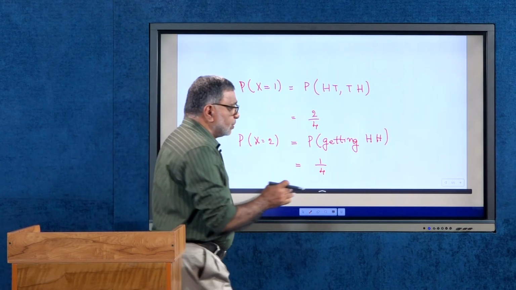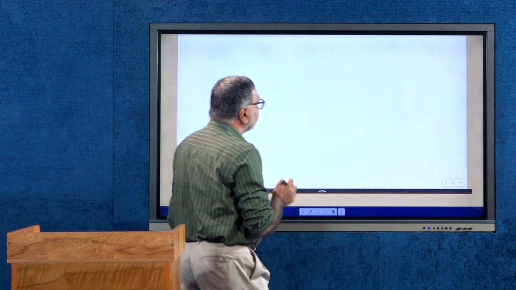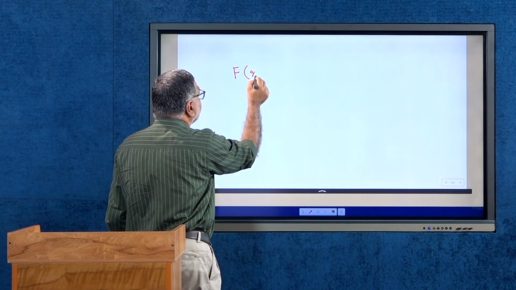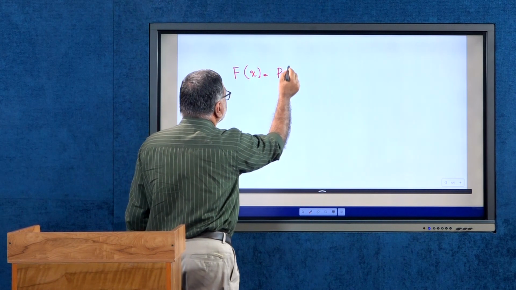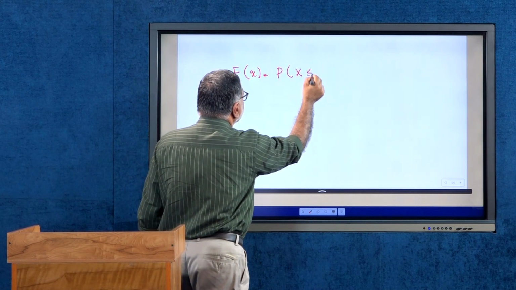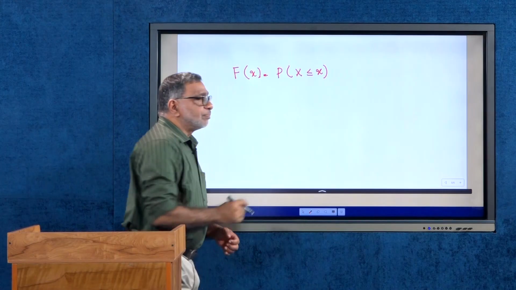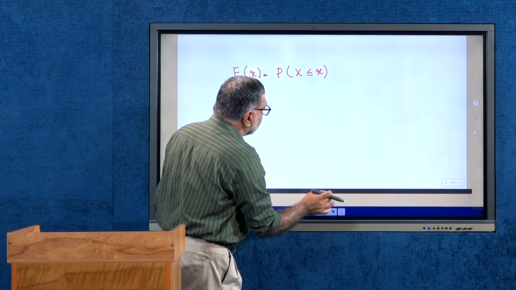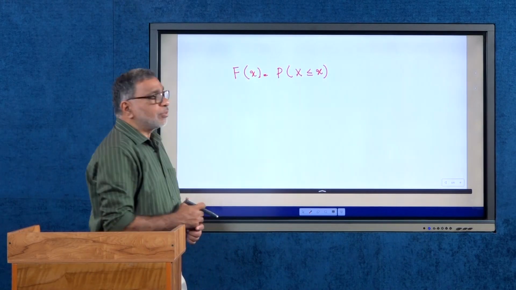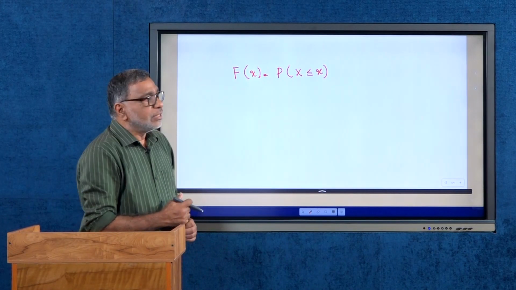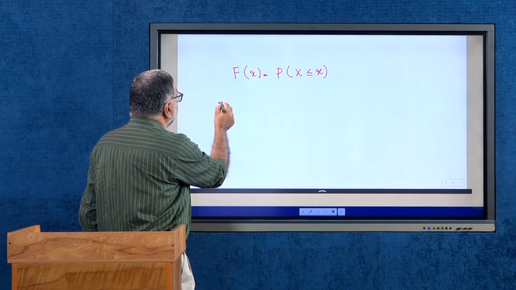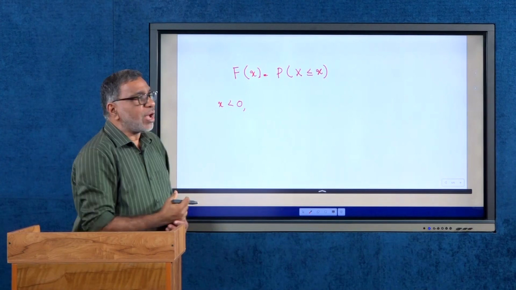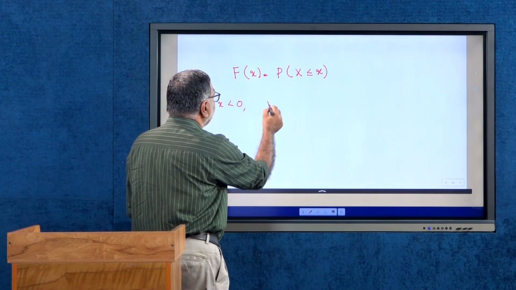So after this, we consider f of x. What is the meaning of f of x? We define f of x, that is equal to probability of X is less than or equal to x. This is our definition. The definition of f of x is probability of X less than or equal to x. Suppose x is any value less than 0. What is the meaning of f of x?